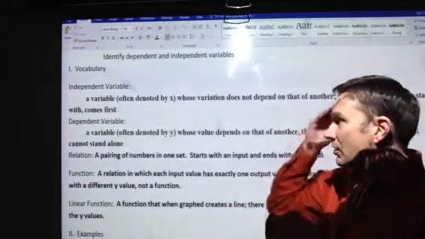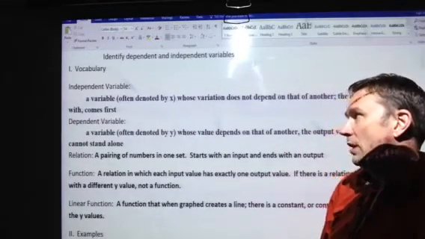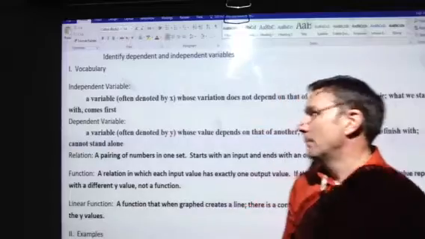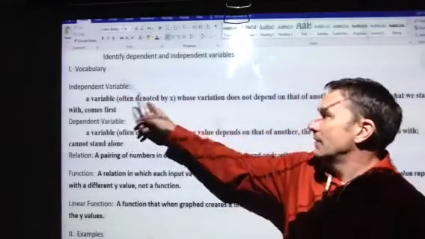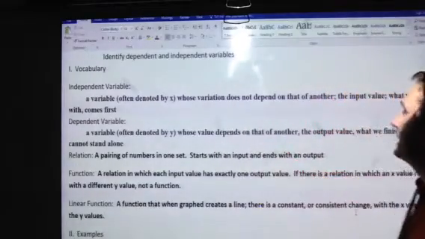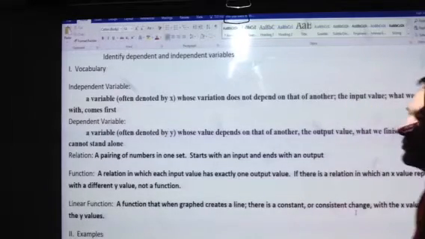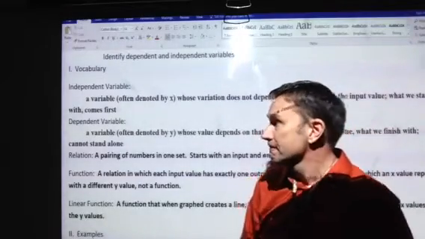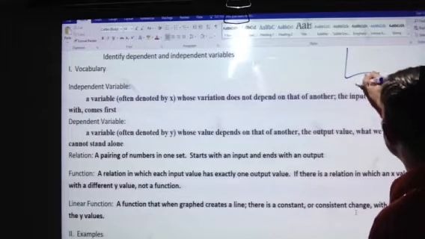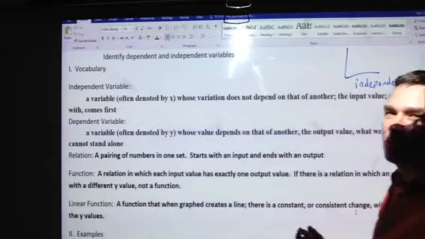But before we get into looking at graphs and thinking about these variables and how they go, there's some definitions we need to be aware of. The first one is an independent variable. This is a variable often denoted by the letter x, whose variation does not depend on that of another. This is also known as the input value, and this is what we start with. This is what comes first. So if we're looking at a graph, the independent variable is always on the bottom. This is what we start with. This is what can stand alone.